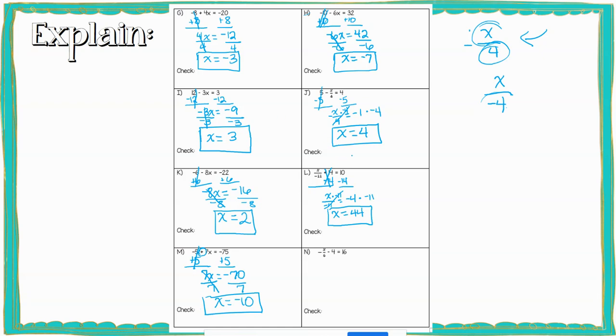Finally, I have n, which says negative x over 6 minus 4 equals 16. Well, remember, if I have negative x over 6, that's the same as the negative being with the 6. So I could rewrite this as x over negative 6. Now I want you to solve this. You can rewrite it like this first, and then solve this and put your answer in the chat.